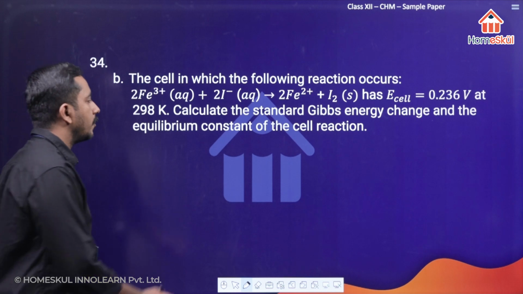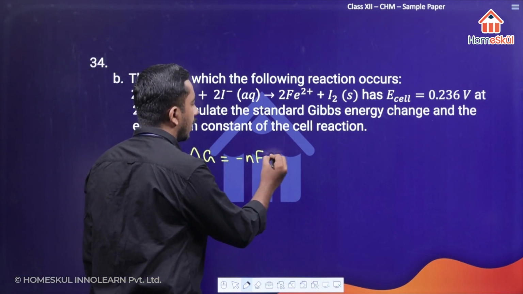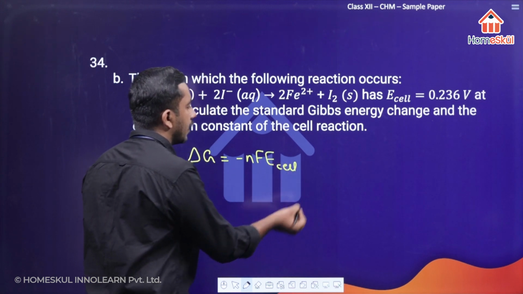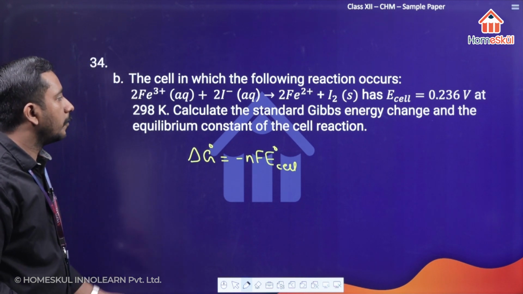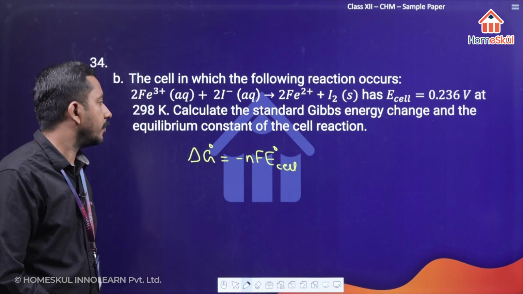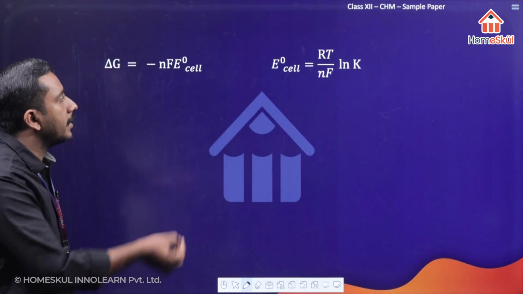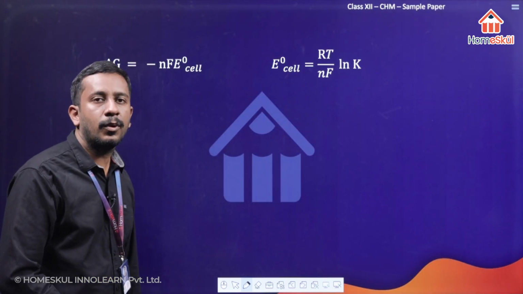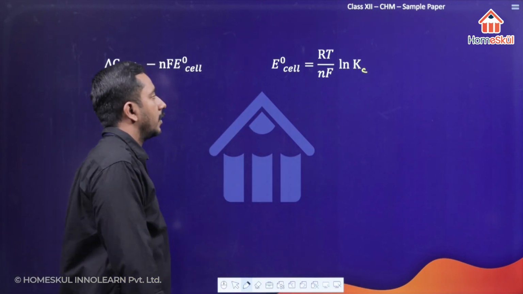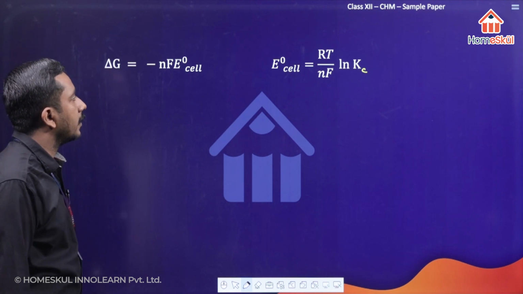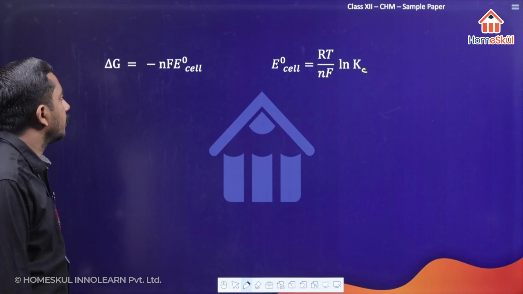Right, so we know the equation of Gibbs free energy, that is given as delta G is equal to minus nF E cell. If it is under standard condition, we can write it as delta G0 and E0. Now we have to find the equilibrium constant Kc. For that we have the equation E0 cell is equal to RT by nF into ln K, or ln Kc, which is the equilibrium constant. So first we can find the Gibbs free energy and then we can find the value of the equilibrium constant.